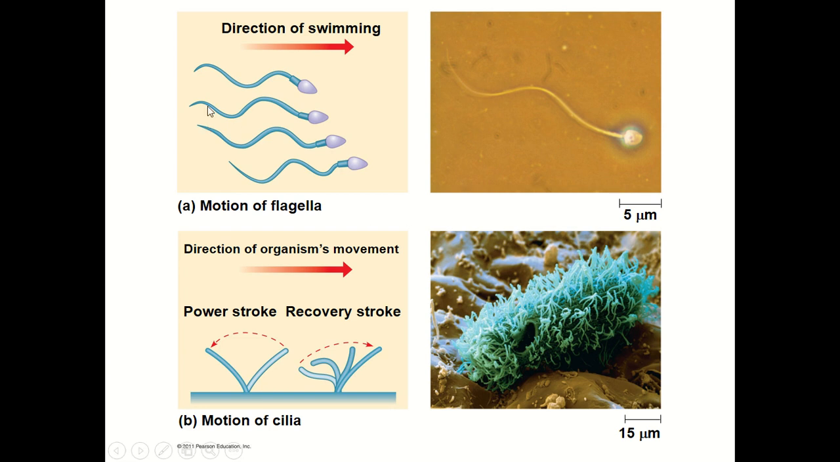Okay, as you can see here, this is what the motion of the flagella looks like. One example you can find is in the sperm cell. And then we also have cilia, in which the movement is backward and forward. We have a power stroke movement and a recovery stroke. Cilia you can find in your esophagus, in the fallopian tubes of the female reproductive organs, and in other parts of our organs.